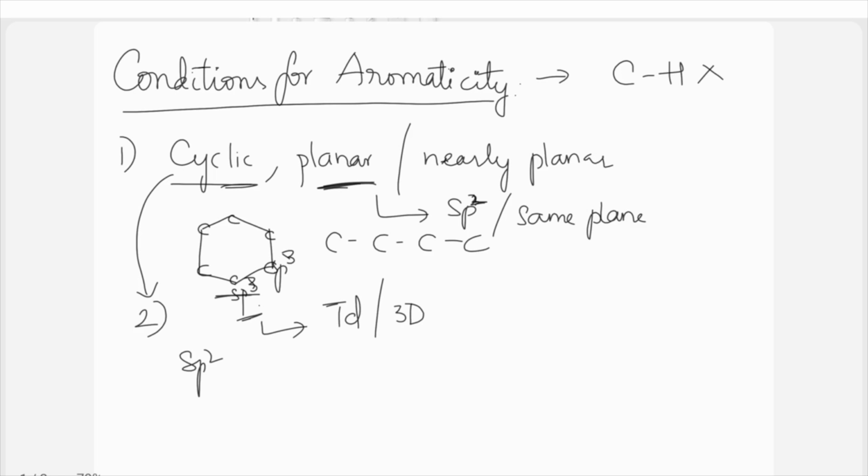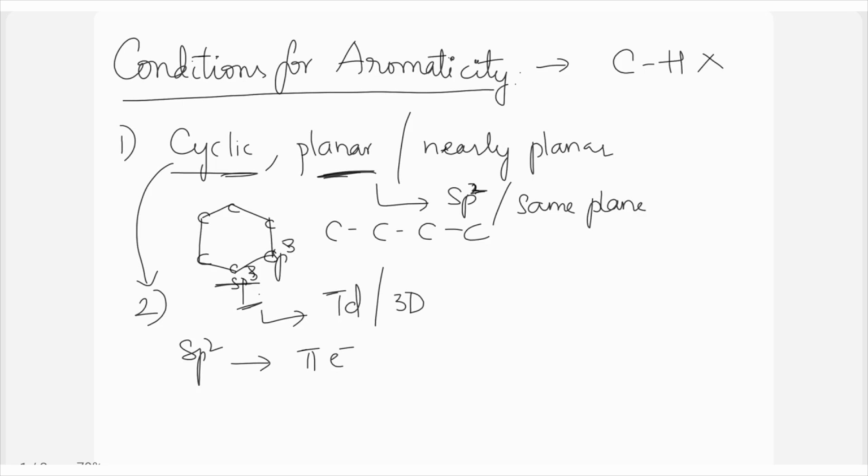When will the carbon in the ring be sp2 hybridized? Whenever there are pi electrons in the ring. So consider the benzene molecule, where it is cyclic and also has alternate pi electrons, and each carbon in the benzene ring is sp2 hybridized. Such a molecule is said to be planar with sp2 hybridization and pi electrons.